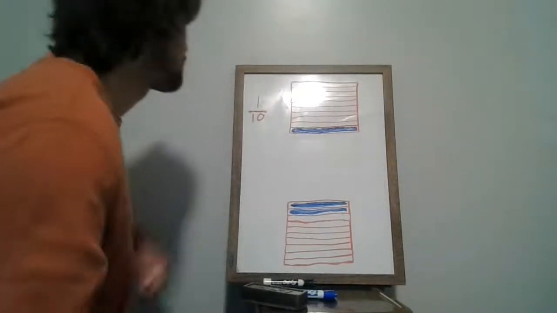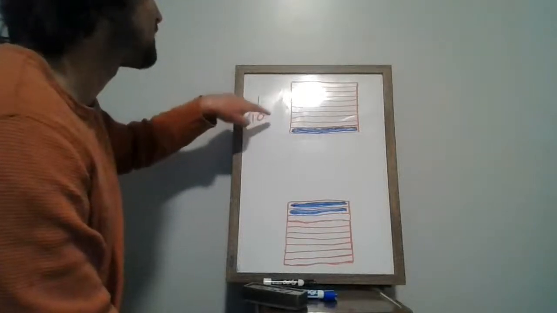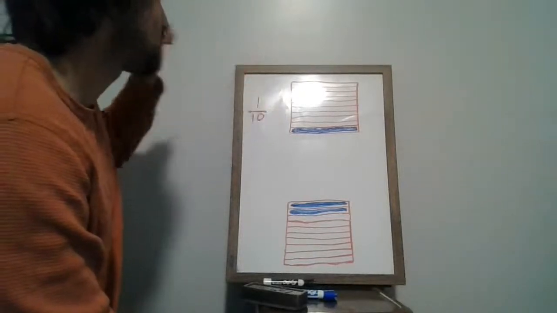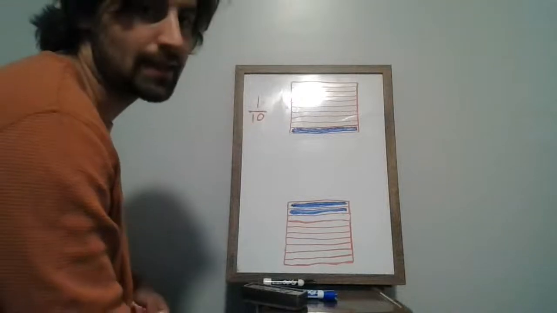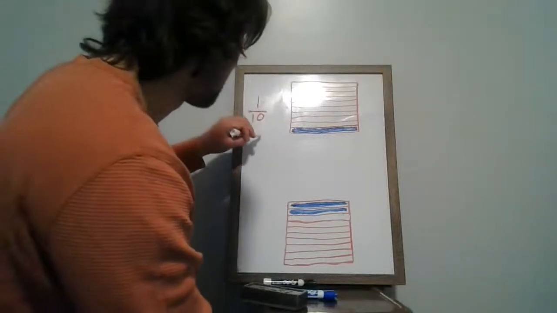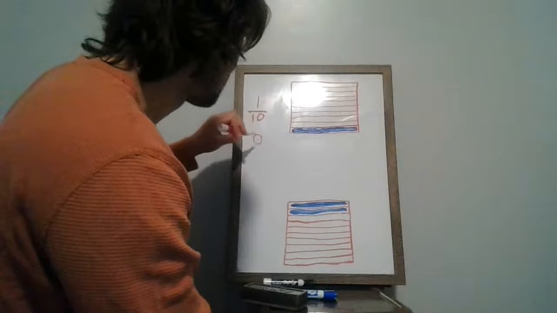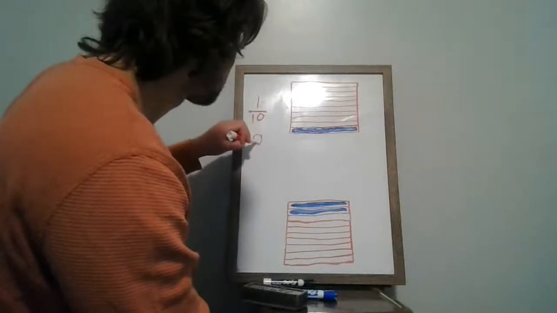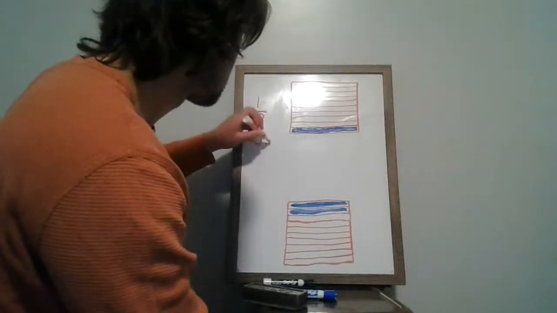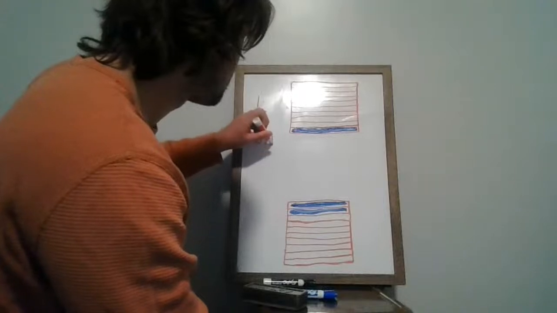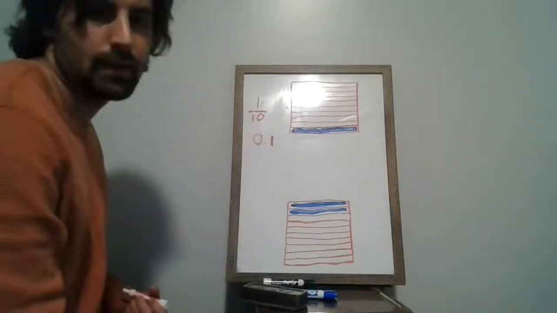All right. So this 1/10 is what this shape would represent as a fraction. If I wanted to write 1/10 as a decimal, this is what it would look like. This is how you write 1/10 as a decimal. 0.1.